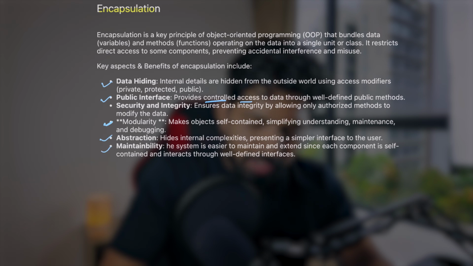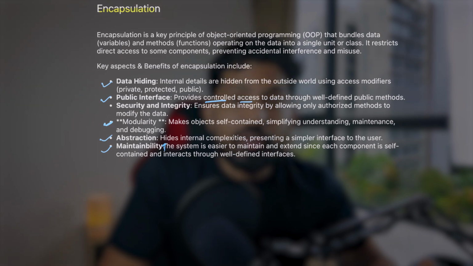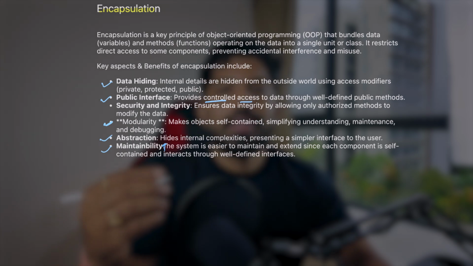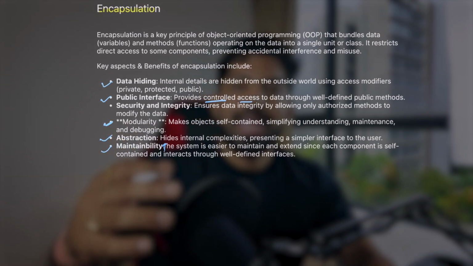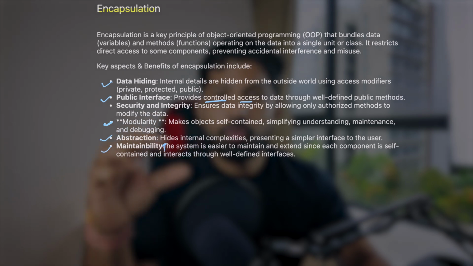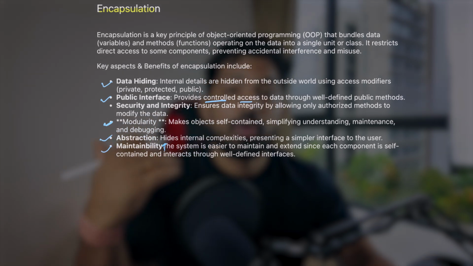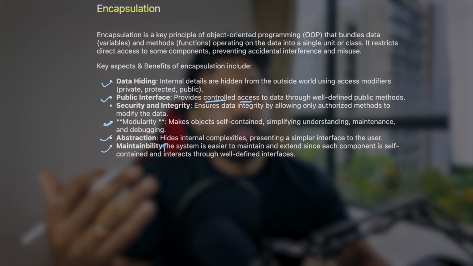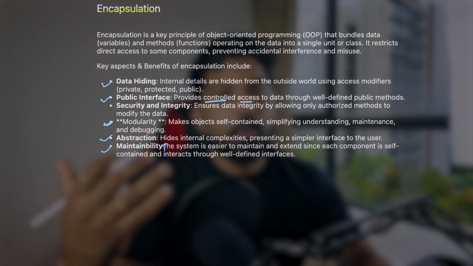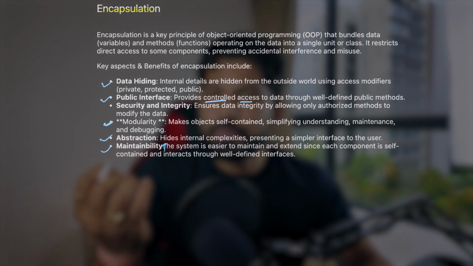The next is maintainability. The system is easier to maintain and extend since each component is self-contained and interacts through well-defined interfaces. This means that once we have written our application and we want to modify the code, it becomes so much easier because we just have to modify a single piece of information, or we know exactly what we want to modify. So it becomes so easy to maintain with the help of encapsulation, or we can say object-oriented programming. So that was the theory part of encapsulation.